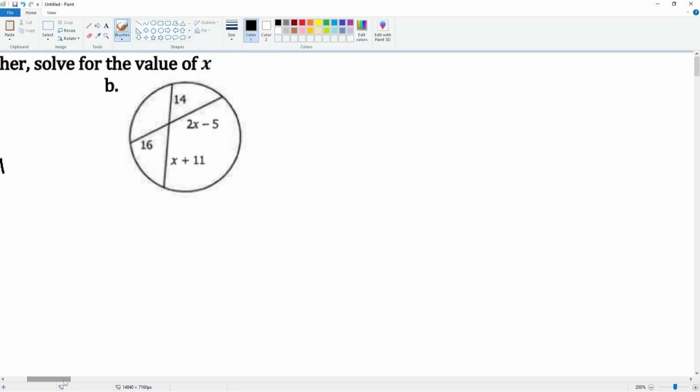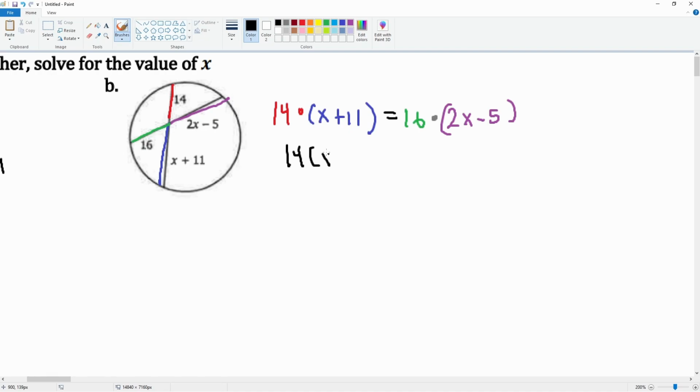All right. So here we go. We can do it again. We can do this part times this part. So the 14 times the blue part, which is x plus 1, is going to be equal to, let's say, this part, which is 16 times, say, the purple part here, which is 2x minus 15. Put it in parentheses when there's more than one term, right? So this is actually, you have to distribute here. Also, as well as this, you have to distribute, okay?